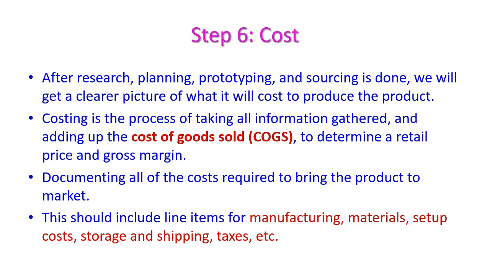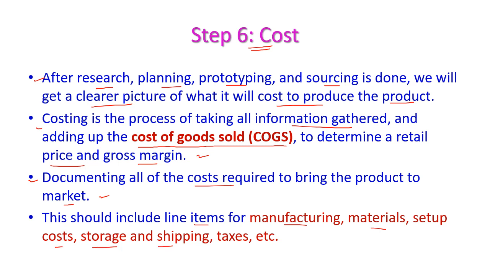The next step is cost. After the research, planning, prototyping and sourcing are done, we will get a clear picture about the cost of the new product to be produced. Costing is the process of taking all information gathered and adding up the cost of goods sold, that is COGS, which is used to determine the retail price and gross margin. Here we should document all the costs required to bring the product to market, and this should include line items for manufacturing, materials, setup cost, storage and shipping and taxes, etc.